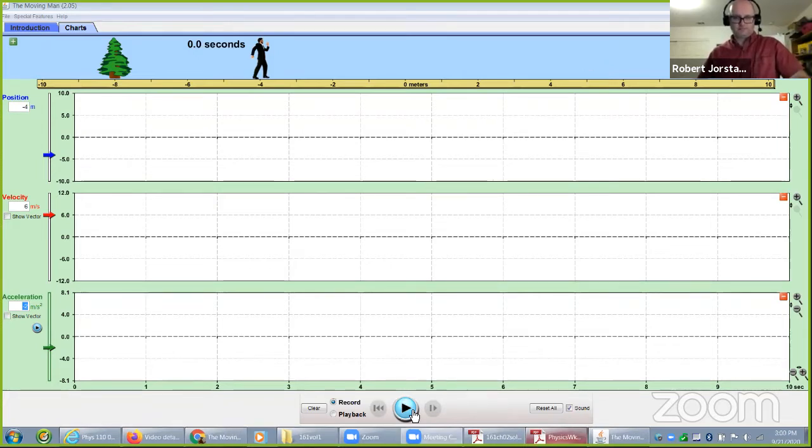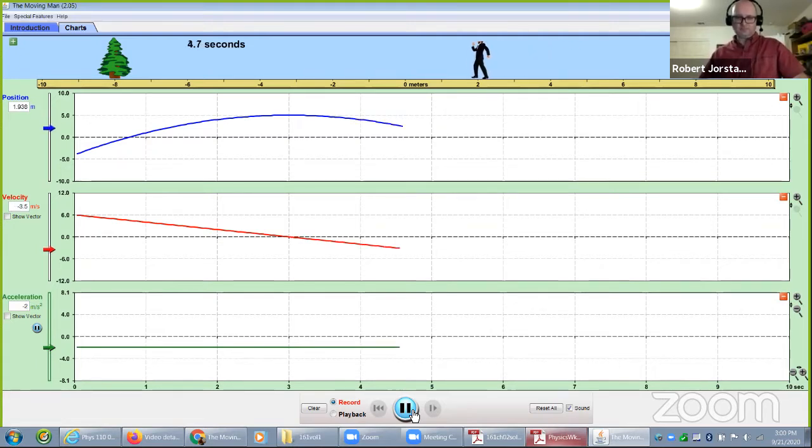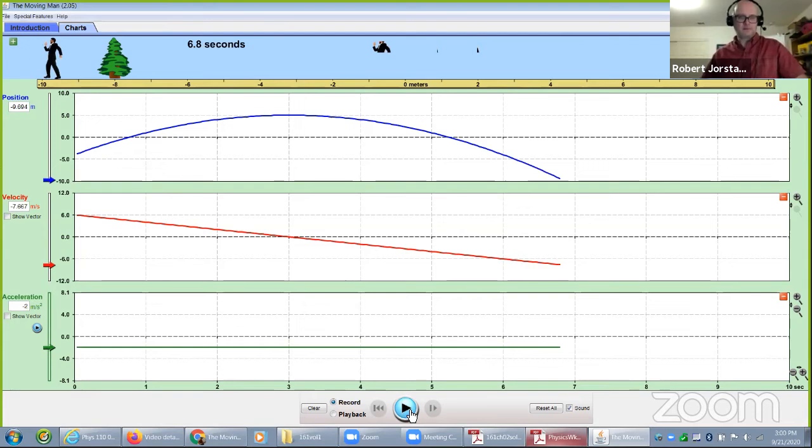Here we go. It moves forward, it moves forward, it moves forward. It's slowing down, it's slowing down. Split second, it stops. And now it's going backwards, going backwards. I'm going to try and stop this about when it gets to 10. All right, that's not exactly 10, but pretty close to it. And so there we go.